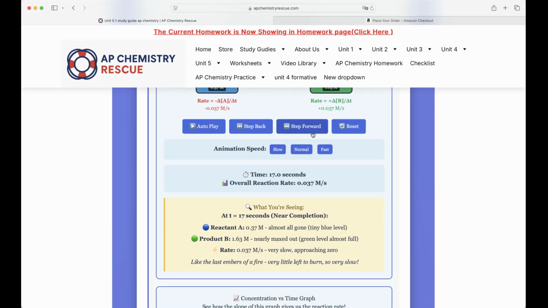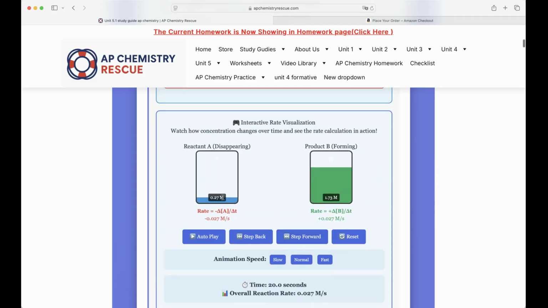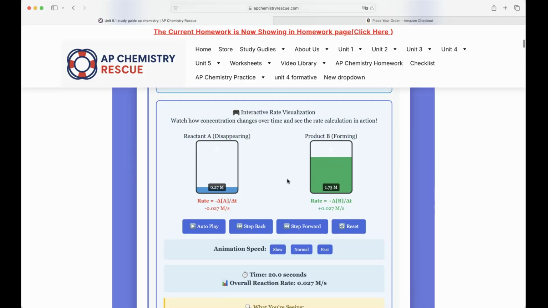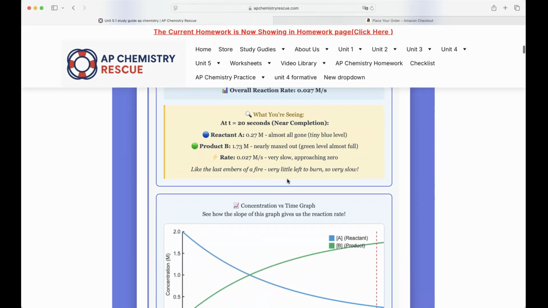I will move forward more until I have nothing left over. Then all the reactant will be changed into B. How fast this has happened is the rate of the reaction.